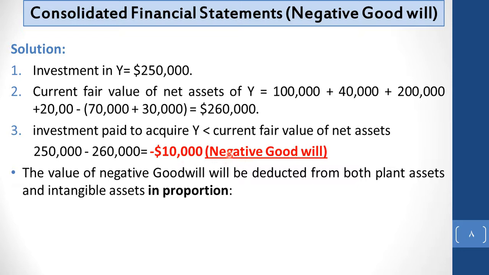How are we going to treat this negative goodwill? Negative goodwill will be deducted from both plant assets and intangible assets, which are given in the balance sheet, in proportion. Okay? Let us see how we are going to calculate it.